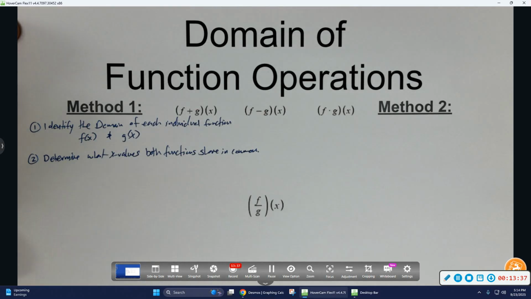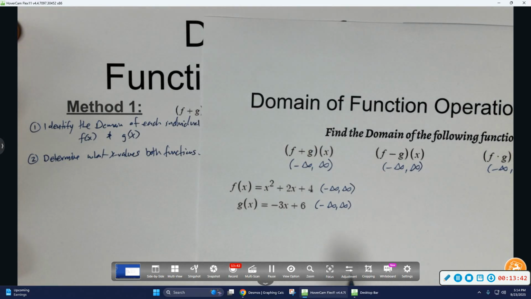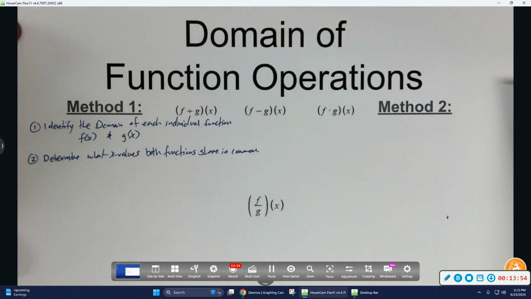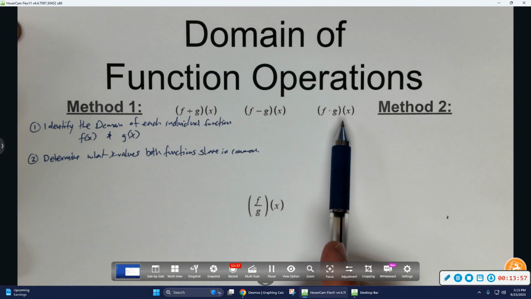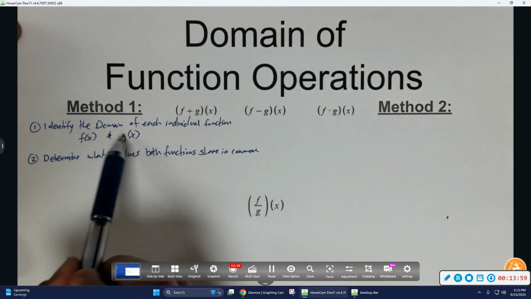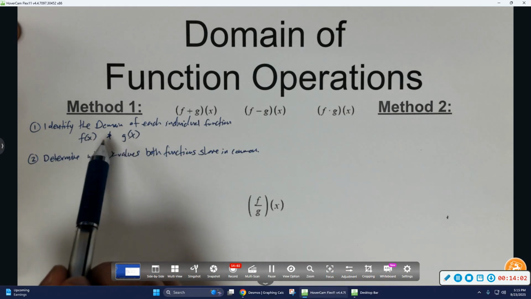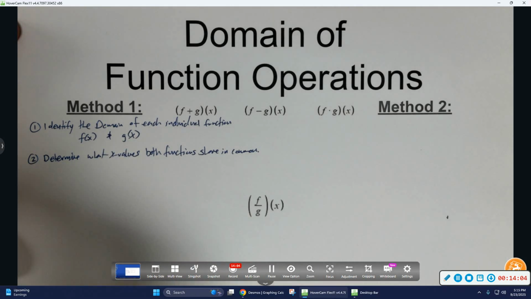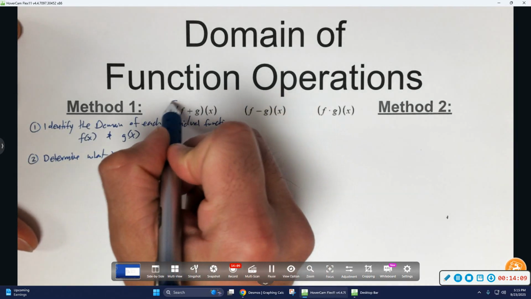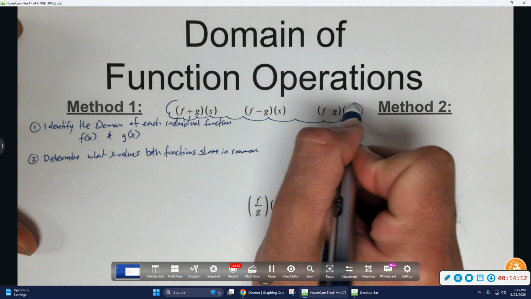Right? Since they both in our previous example went from negative infinity to infinity, all values existed on the first function and all values exist in the second function. So where do they overlap? What do they share in common? Negative infinity to infinity. And that'll always be true when you're adding, subtracting, and multiplying. Identify where they exist, and wherever they overlap, whatever they share in common, the intersection of both domains will give you the new domain of any of these 3 scenarios.